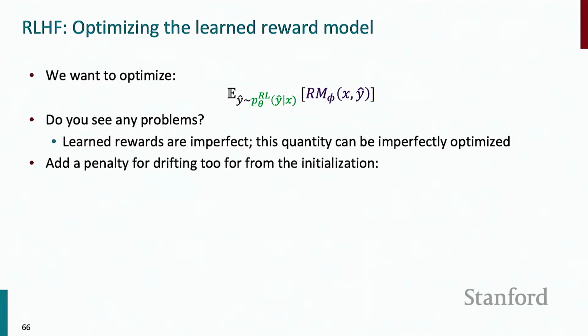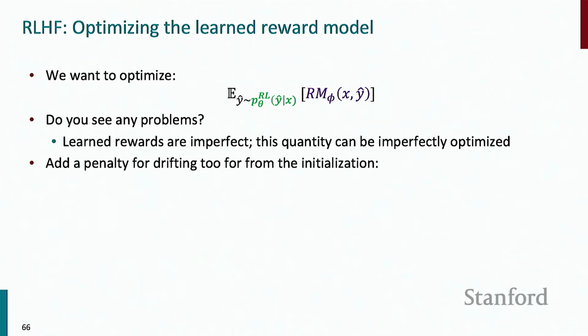And this is obviously not desirable. If you start optimizing this objective, you're going to converge to gibberish language models very, very quickly. So typically what people do is add some kind of a penalty that avoids it drifting too far from its initialization. And why do we want to do that?